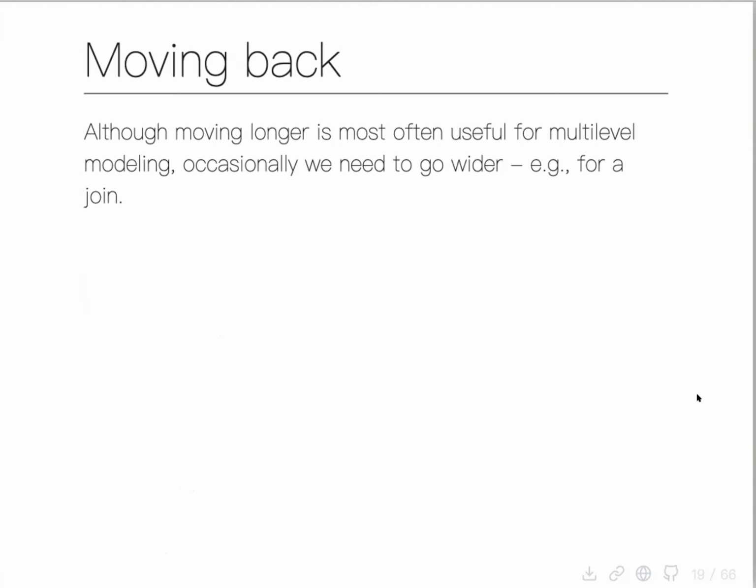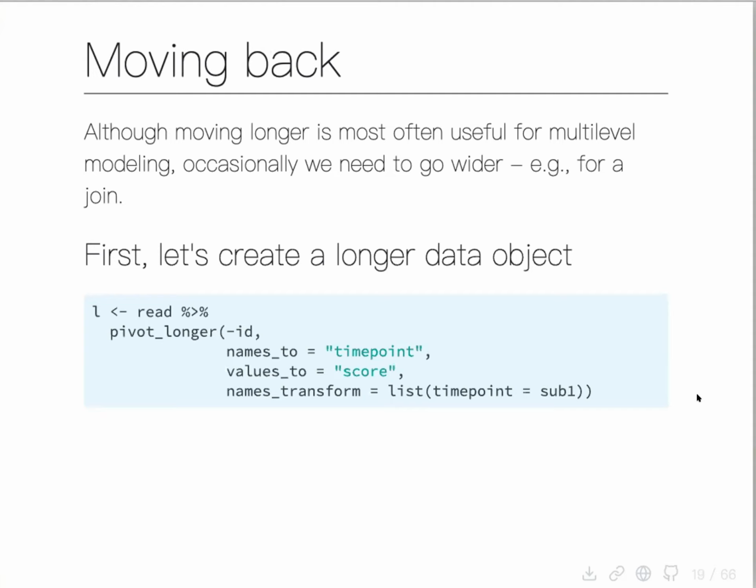is super useful for multi-level modeling, and that's usually what we're going to have to do. Occasionally, we will also need to move wider. So you have it in this long format, and you want to move wider. Sometimes this is because you want to join data and you need to have unique keys for the data. So what we're going to do is first just create the longer data.